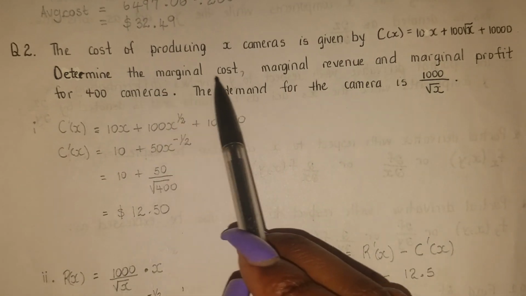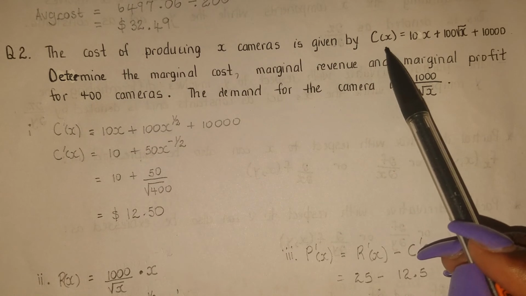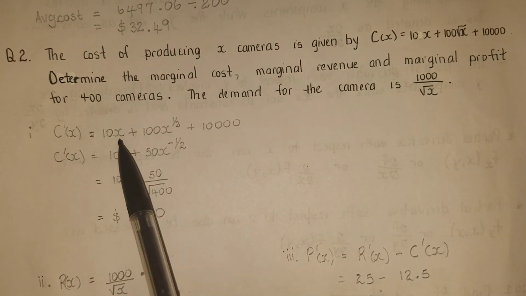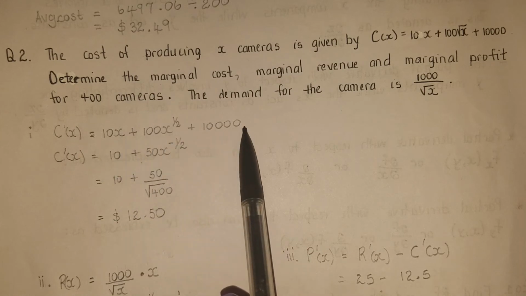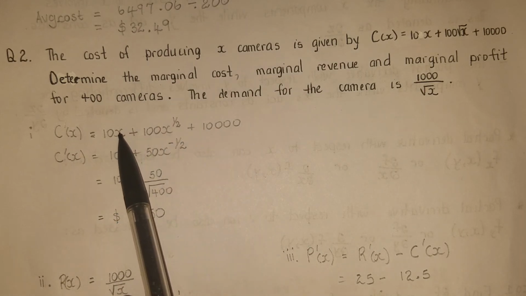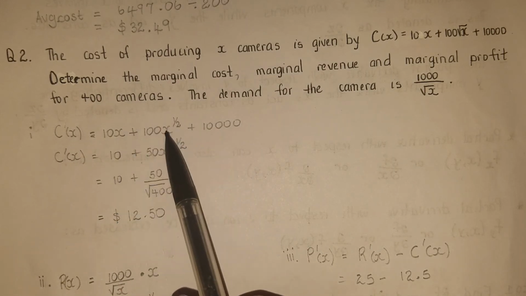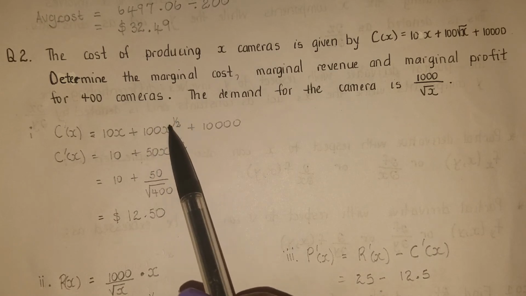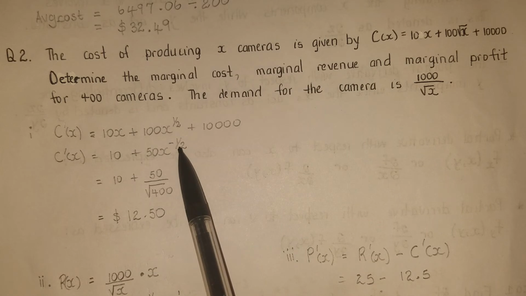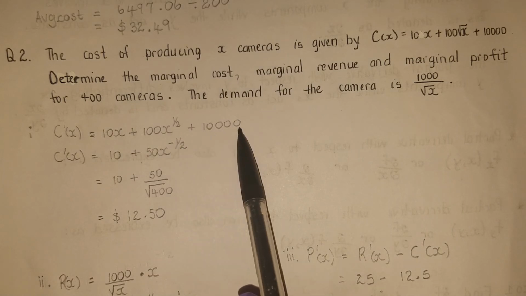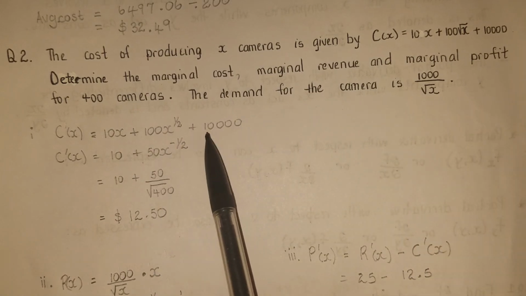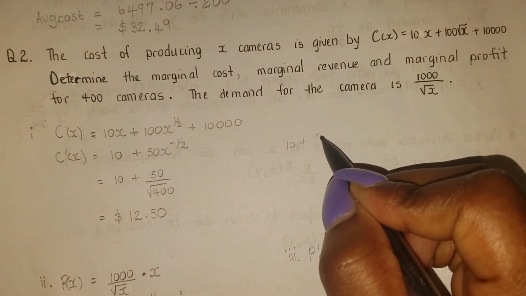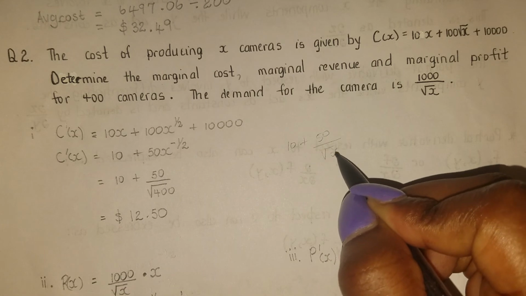So first, marginal cost. We already have our cost function, so we will simply differentiate that to get C prime x. So this is our cost function, and when we differentiate, this 10x will give us 10. Here half times 100 is 50, write back our x, subtract 1 from the power to get negative half, and differentiating this constant will give us a 0. So now the C prime x function is going to be 10 plus 50 over root x.